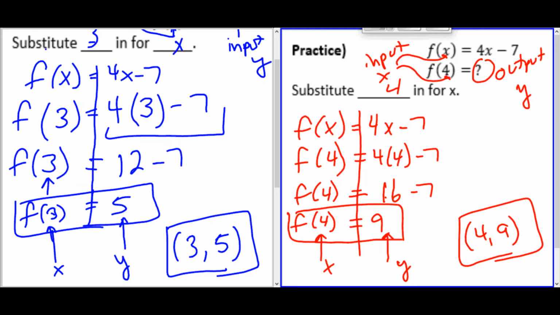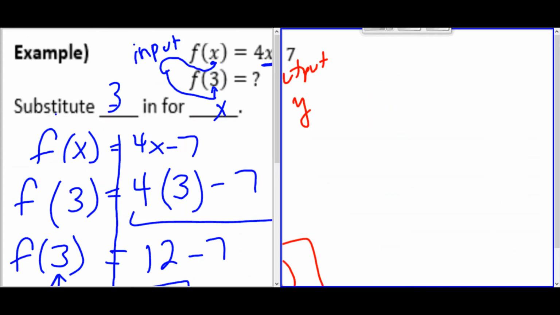Okay, so hopefully you did pause it and you attempted this one on your own. Your input was 4, so I'm substituting 4 in for x. And your output we didn't know, that was the question mark. So we have f of x equals 4x minus 7. So we substitute 4 in. So f of 4 equals 4 times 4 minus 7. That means f of 4 equals 16 minus 7. So f of 4 equals 9. And then make sure to write your answer as an ordered pair. So the input, your x value, was 4 and your y value is 9. So the ordered pair is 4, 9 for that one.